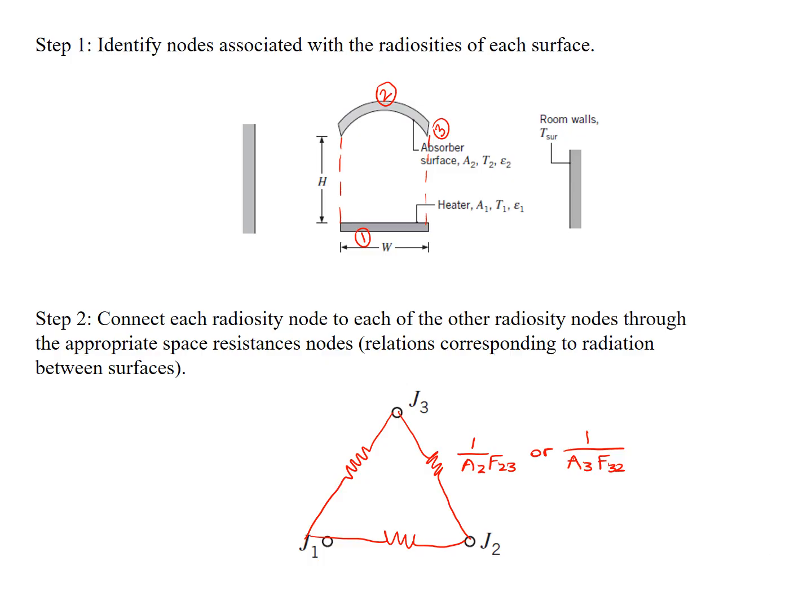There's also a relation between J1 and J2. So I'm going to say this is 1 over A1 F12 or 1 over A2 F21. In the future slides, I'm just going to pick one of these, but at any time when I find that one view factor is easier to find than the other, I can just substitute with the other one. They are supposed to be the same. This one is going to be 1 over A1 F13, or 1 over A3 F31.